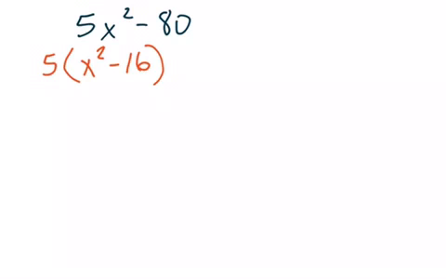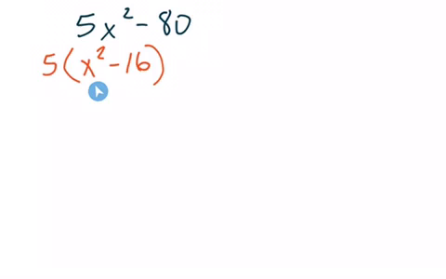And this is what we get. We end up with 5 times (x squared minus 16). Now, this time, when I look inside the parentheses, what type of binomial do we have? Yes, that is a difference of squares. We have a difference of squares.